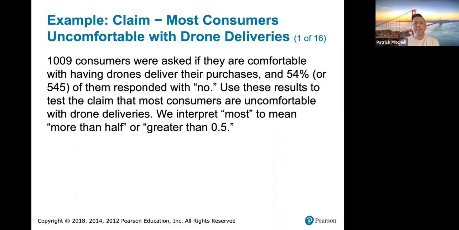All right, so this example should look familiar. 1,009 consumers were asked if they are comfortable with having drones deliver their purchases, and 54%, which is 545 of them, responded no. Use these results to test the claim that most consumers are uncomfortable with drone deliveries. And we interpret most to mean more than half or greater than 0.5. So the claim is that most consumers are uncomfortable with drone deliveries.